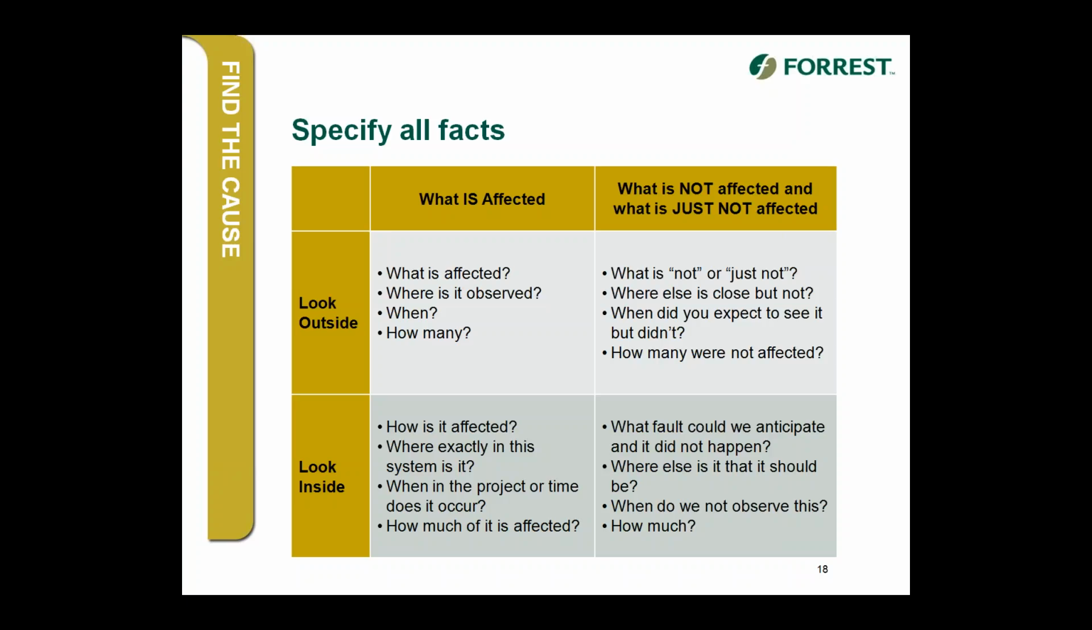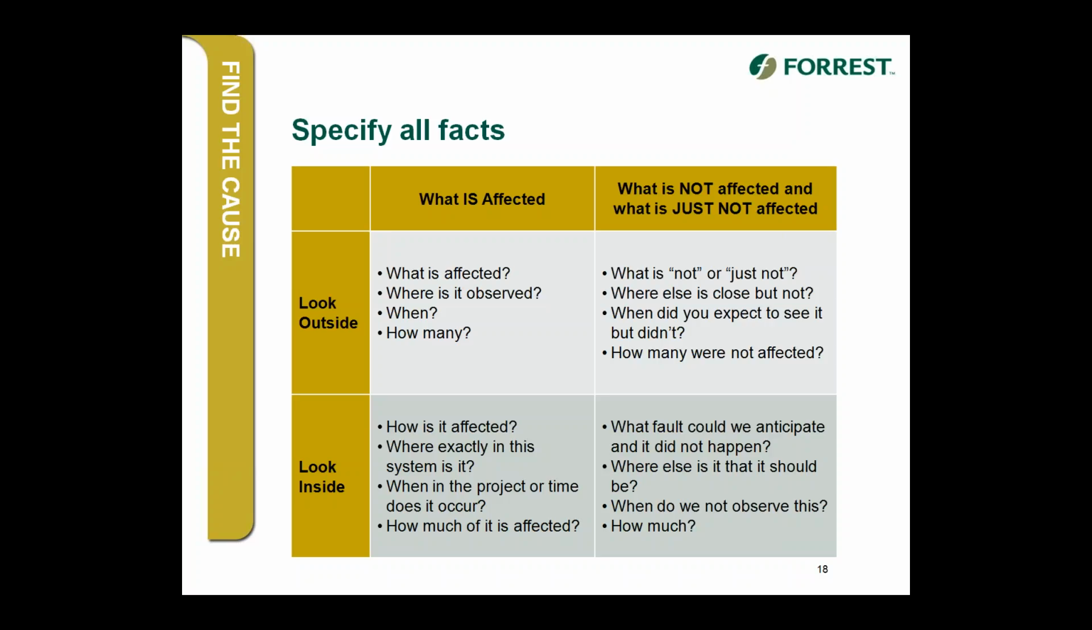Yeah, indeed. When you take a look at what is not affected or what is just not affected, so what is not or just not? Very simple question. Where else is close? So where else would I expect to see something, but I'm not seeing it? If this part is broken, I would expect this part to be broken, but it's not. If this part is working outside of parameters, I would expect this one to be outside, but it's just within parameters still. So what does that information tell you? On the external, what fault can we anticipate? So what else should be going wrong that's not going wrong right now?